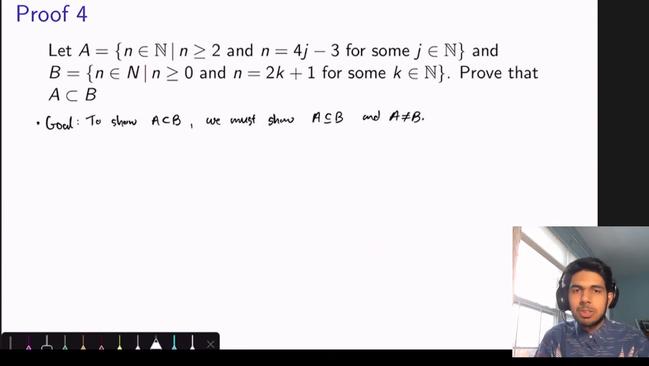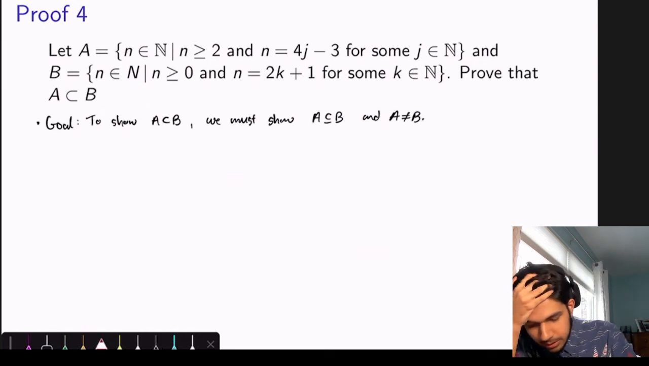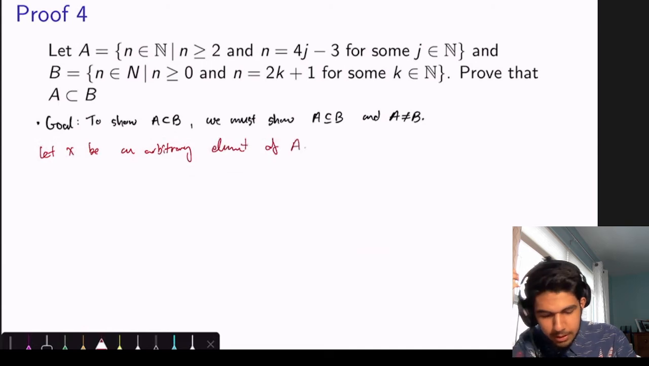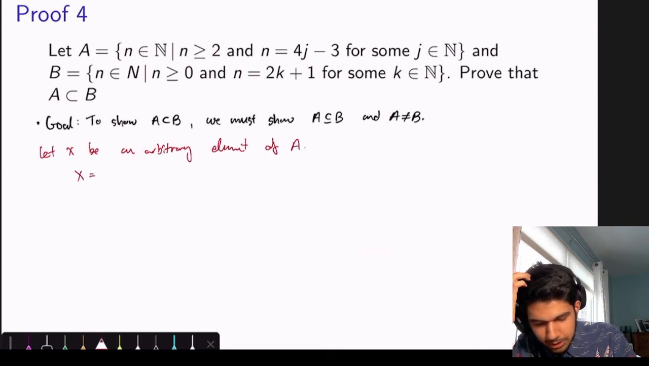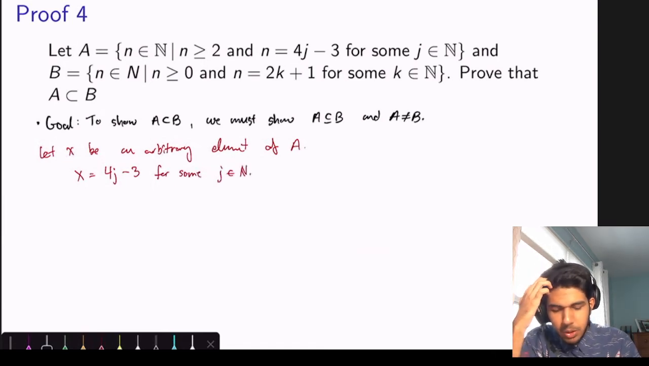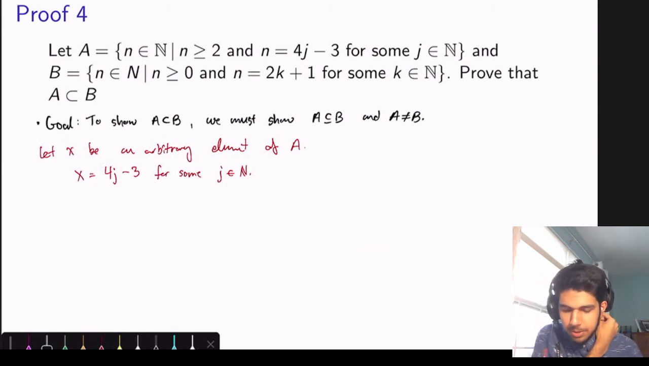Okay, so to show subset, we can just start by taking an arbitrary element of A. Let x be an arbitrary element of A. So x is equal to 4j minus 3 for some j in the natural numbers. And we want to show that this can be written as 2k plus 1. All right, well, how are we going to do this?